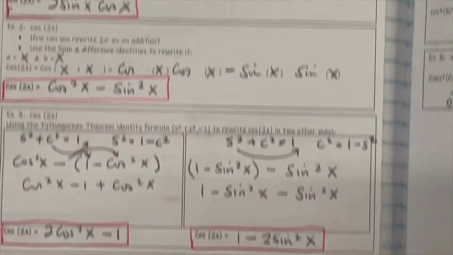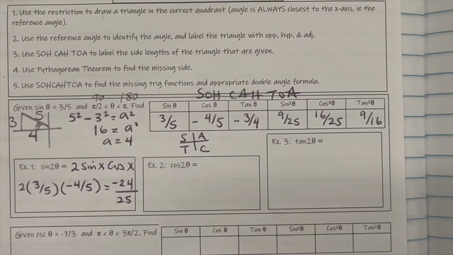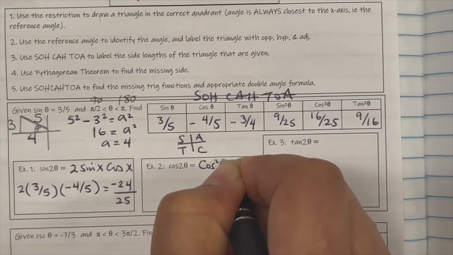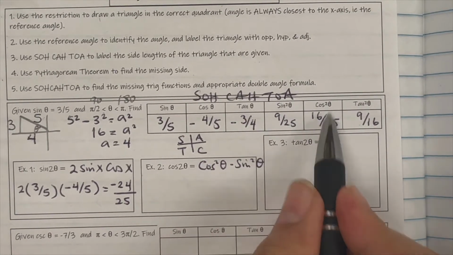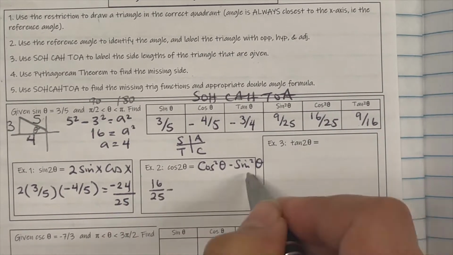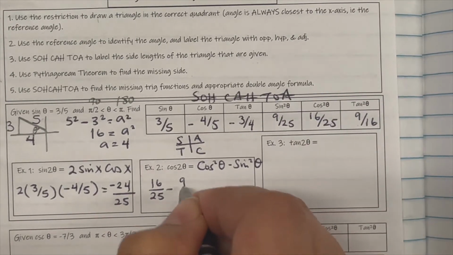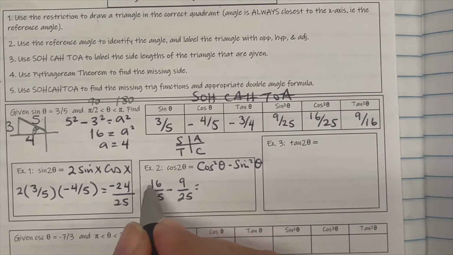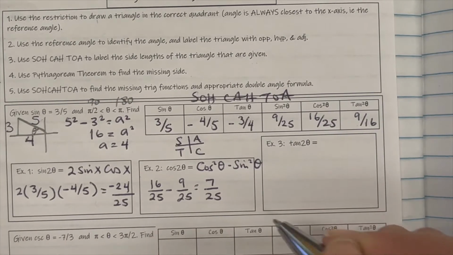You can use any formula. I'm just going to use the first one: cosine squared minus sine squared. Put in the values, 16 over 25 minus 9 over 25. Because the denominators are the same, we can subtract. 16 minus 9 is 7 over 25.